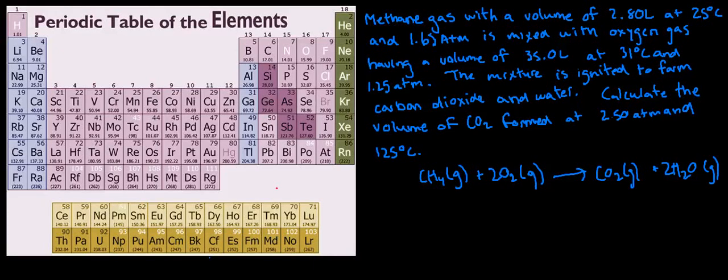Gas stoichiometry problems follow the same procedure as all of the other stoichiometry problems. However, these have the added properties of gases, and this is a typical example of a gas stoichiometry problem. Methane gas with a volume of 2.8 liters at 25 degrees Celsius and 1.65 atmospheres is mixed with oxygen gas having a volume of 35 liters at 31 degrees Celsius and 1.25 atmospheres. The mixture is ignited to form carbon dioxide and water. Calculate the volume of CO2 formed at 2.5 atmospheres and 125 degrees Celsius.